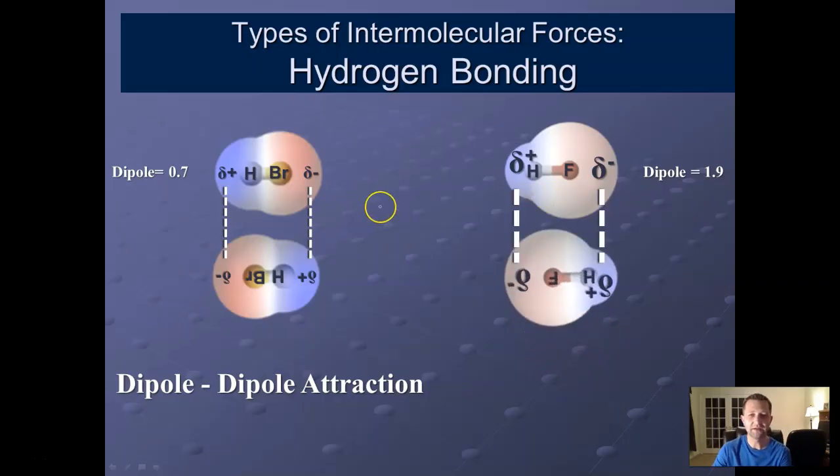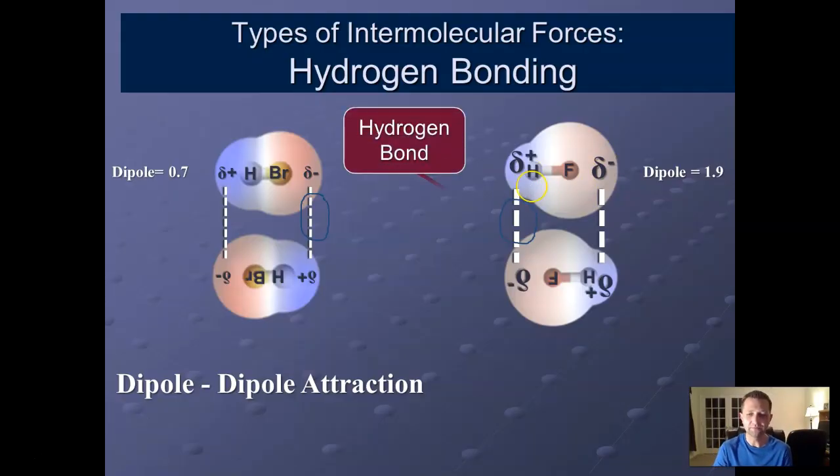And look, I tried to again highlight the difference here. So you have your dipole-dipole attraction here, much weaker than the dipole-dipole attraction here, okay? So the HF has a much stronger dipole-dipole attraction, and because hydrogen's involved, this is actually a hydrogen bond, okay?